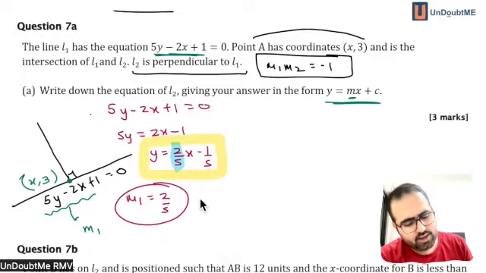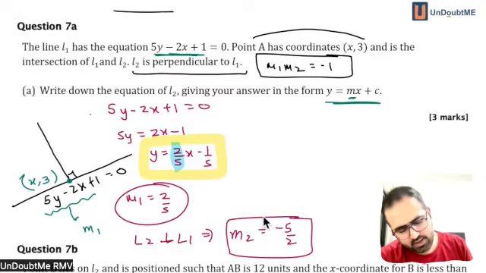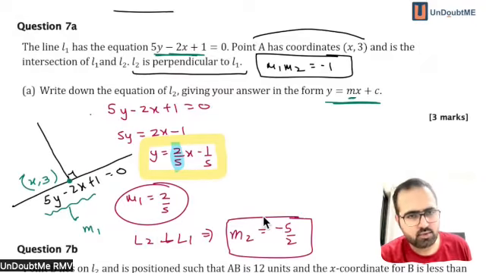So since L2 is perpendicular to L1, the gradient m2 will be the negative reciprocal of m1. That will be minus 5 by 2.